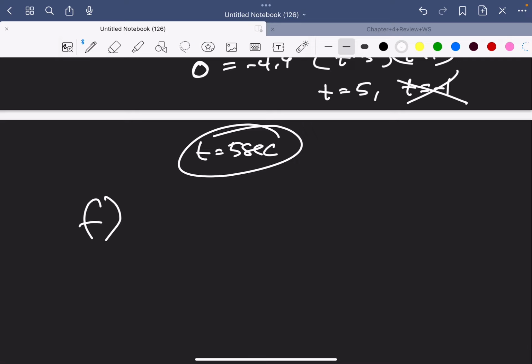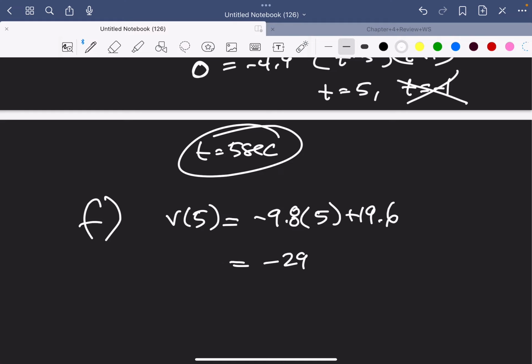What's its velocity when it hits the ground? Well, that's just v of 5. And so if you plug that into your velocity function, I think you'll see pretty quickly that you get negative 29.4 meters per second.